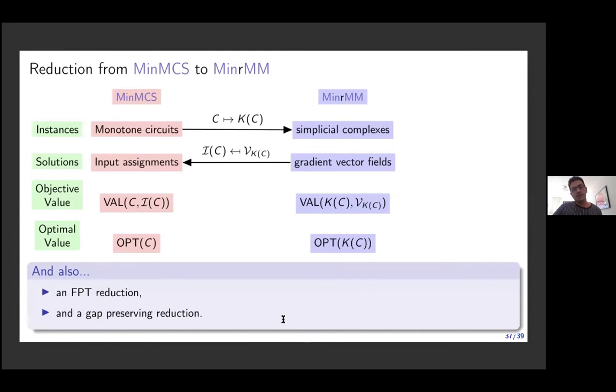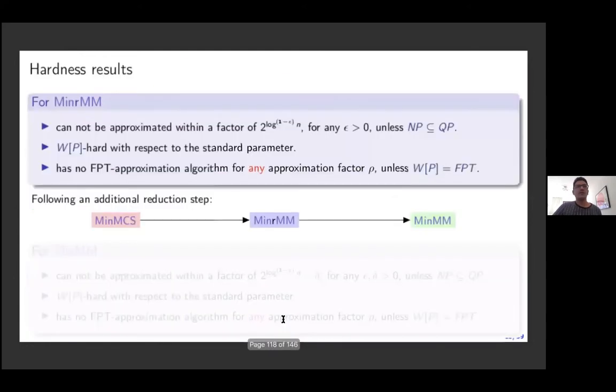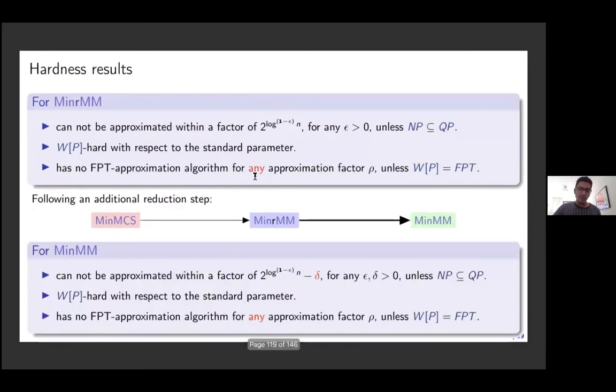And if you consider the gap version of the problem, this is also a gap preserving reduction. So if you combine all these facts together, what you obtain are the following results for reduced Morse matching. You have an inapproximability result for Morse matching, you have W[P]-hardness, and you have FPT inapproximability. And then if you follow this one more step, you also get all these results for the absolute version, except that you lose a small inapproximability factor when you go from this step to this step.